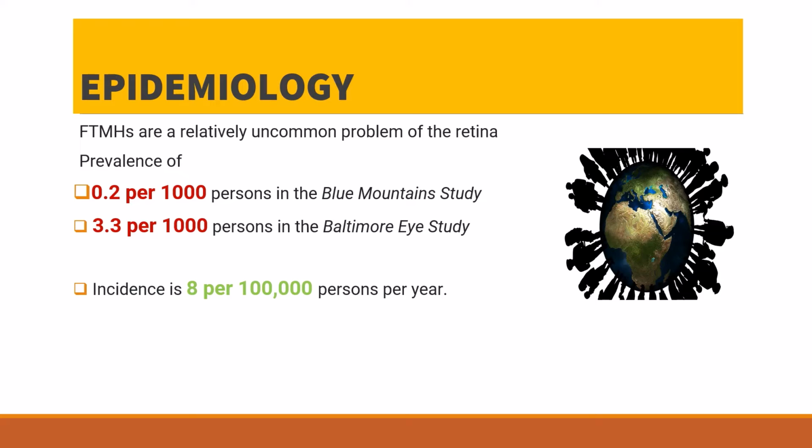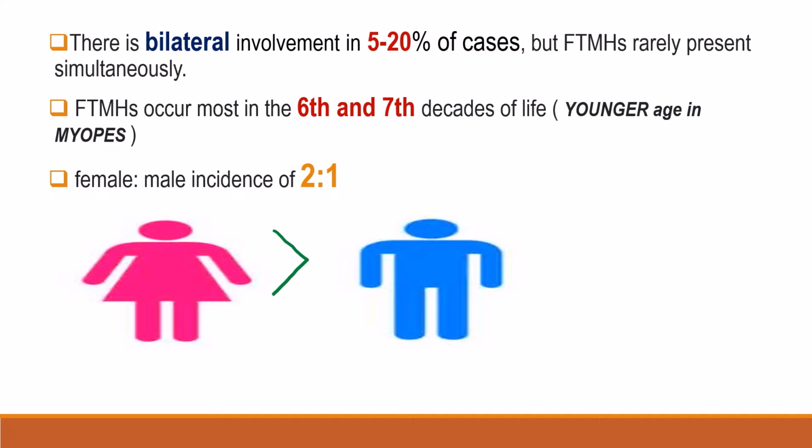Coming to the epidemiology of macular holes, they are a relatively uncommon problem of the retina with an incidence of about 0.2 per 1000 persons and 3.3 per 1000 persons according to the Blue Mountain study and Baltimore Eye study. However, the incidence is about 8 people per 1 lakh persons developing macular hole every year. Holes are bilateral in about 5 to 20% of the cases, but full thickness macular hole will rarely present simultaneously. What I mean to say is that one eye develops macular hole much ahead of time compared to the other eye.